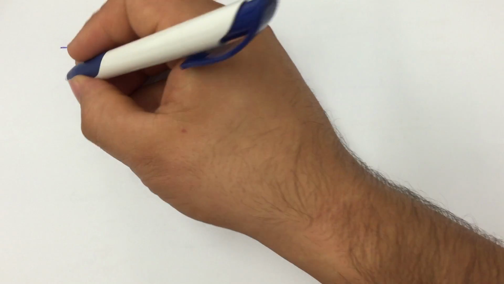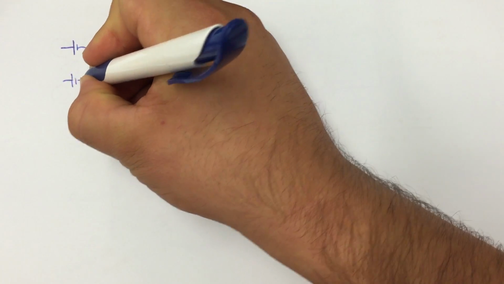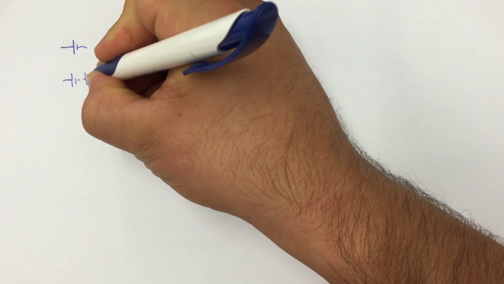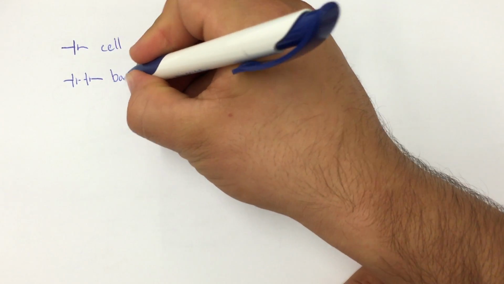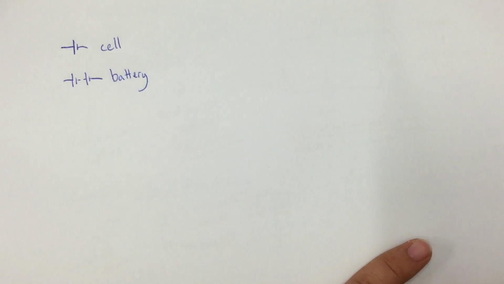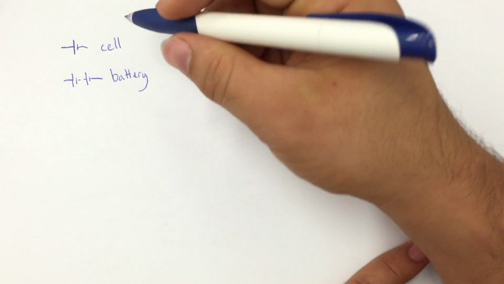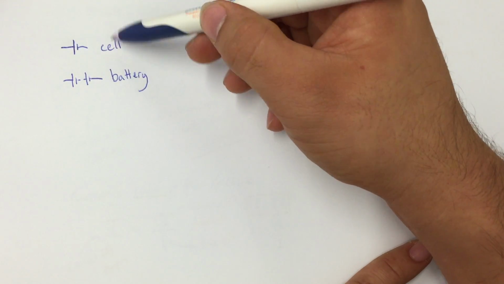Now, just to explain the difference, a battery we would draw like a cell, but we would have a dotted line between the two cells. So a battery is two or more cells. That's our definition of a battery. So a single battery, as you would effectively consider it, is actually called a cell.